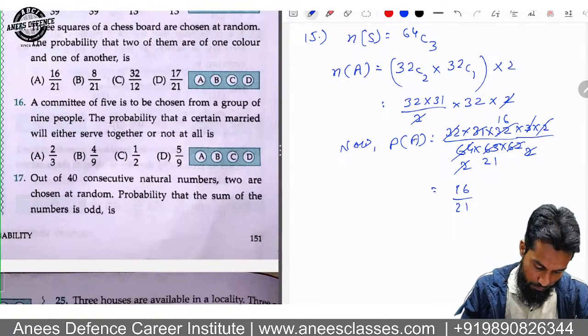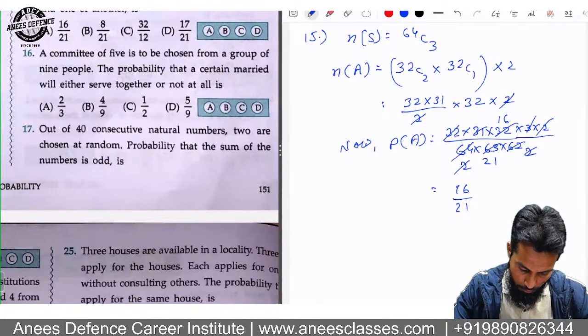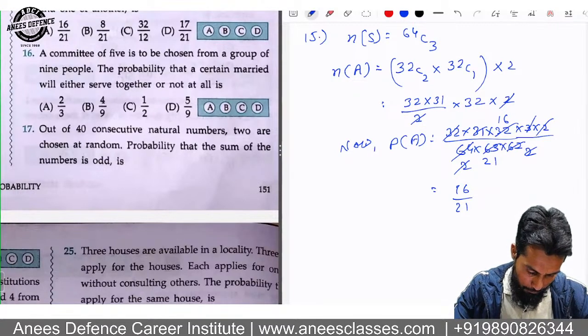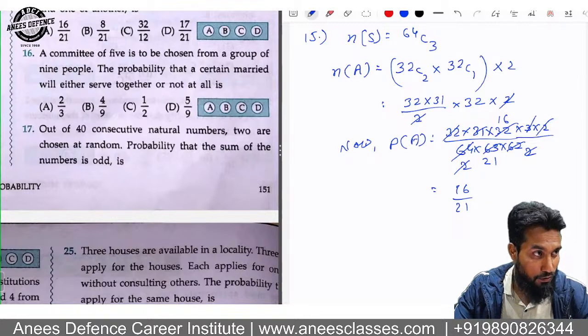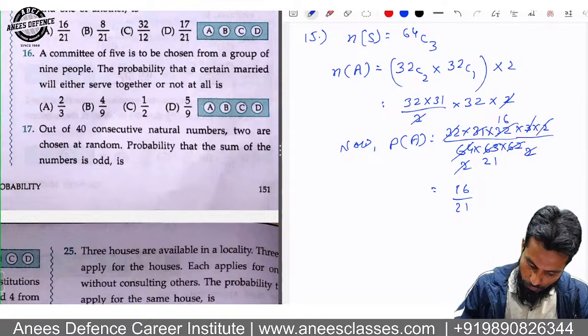Next, see, question number 16. A committee of 5 is to be chosen from a group of 9 people. The probability that a certain married couple will either serve together or not at all. There are some married couples out of those 9 people, so there is a condition that the married couple will be together or they will not be there. One is not going to come in the selected group. Either they will come together or none will come. That is the condition.